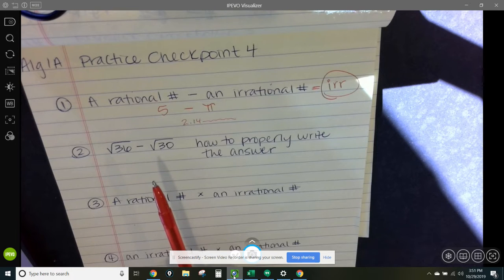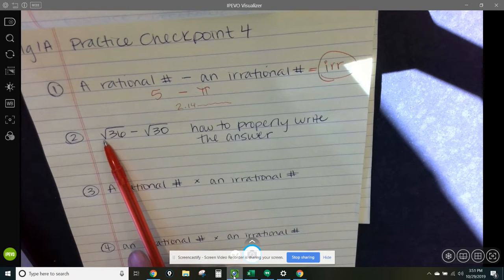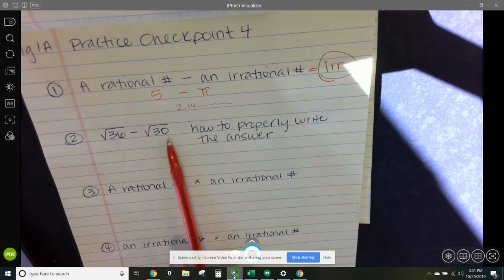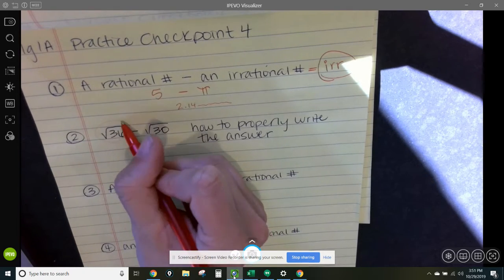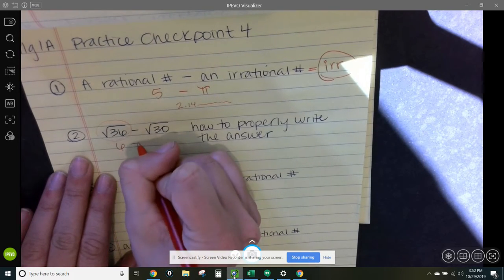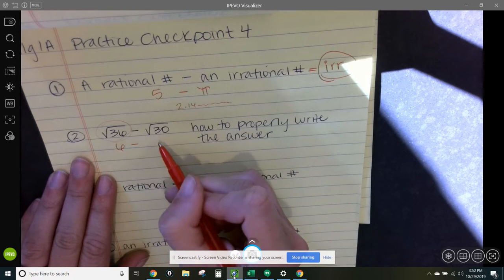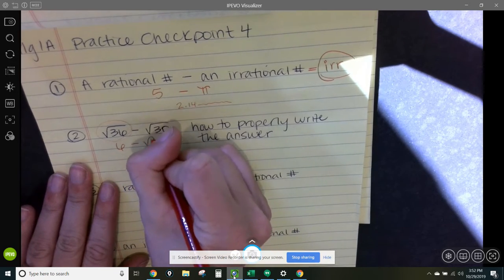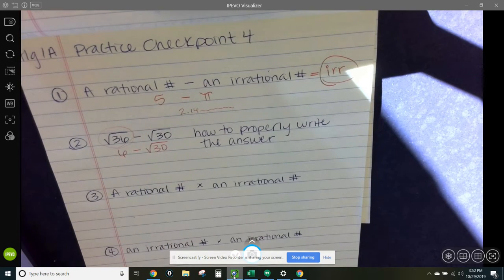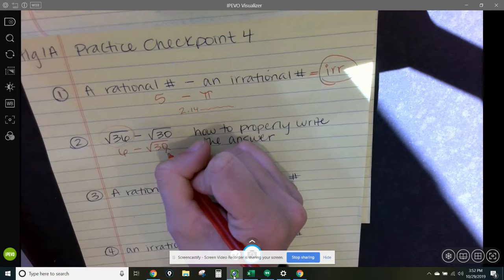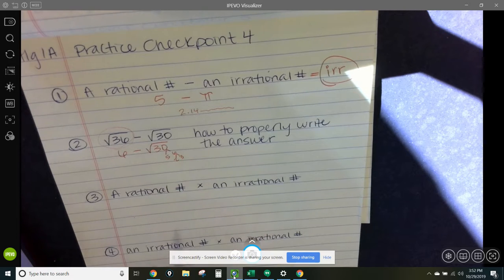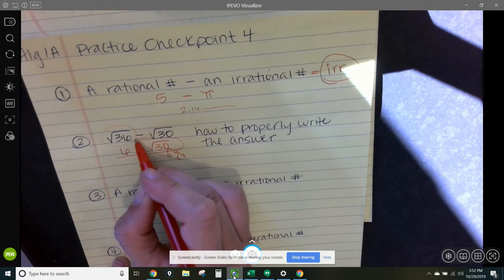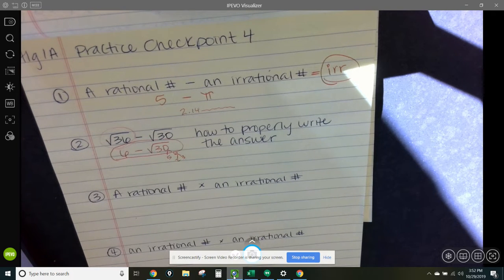Okay, number 2. They give you the square root of 36 minus the square root of 30. How do you properly write this answer? Okay, so we can simplify the square root of 36. That's just 6. Minus, we cannot do this. This is not a perfect square. So you can just leave it as the square root of 30. And if you tried to factor it, 5 times 6, which is 2 times 3, there's nothing in here that we could even pull out of that radical. So your answer would just be 6 minus the square root of 30. That's all. Don't try to do anything else.